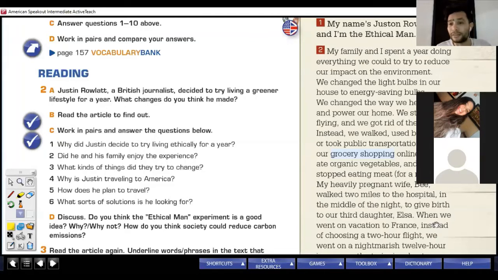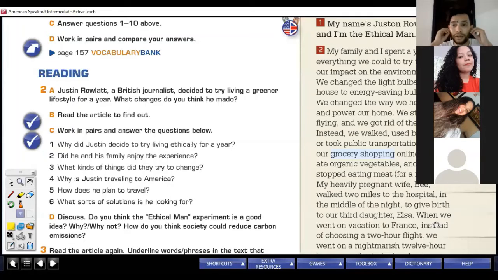Candy Ramirez. Miss Candy, answer number two. Did he and his family enjoy the experience? What do you think? No, no. Why not? Because he said that this is a nightmare. Oh, no, that is not a nightmare. Night marriage is another thing, different, right? Este no es una pesadilla.